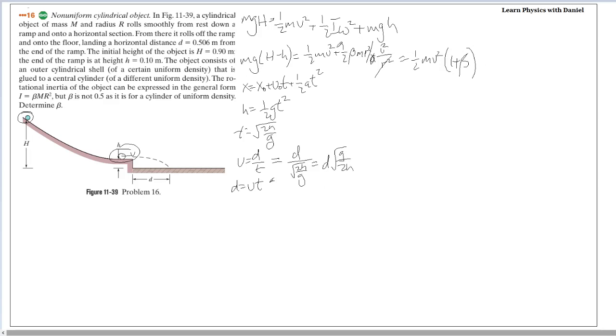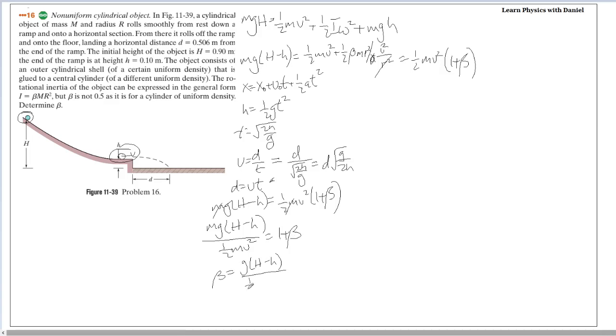to solve for beta. So we have mg h minus h equals half mv squared 1 plus beta. We divide both sides by half mv squared, so we get this. Oh wait, we can cancel the m's. So we have half mv squared equals 1 plus beta, which we can then put in beta equals g h minus h over half v squared minus 1.